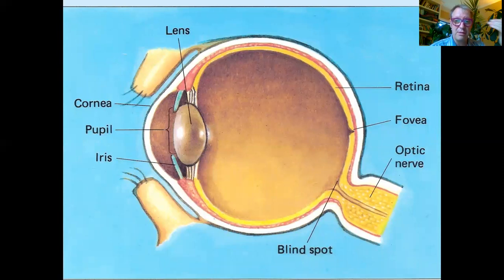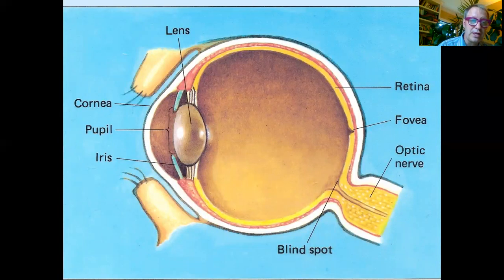So you have light waves coming in, and basically these light waves pass through a series of structures. The very first structure is the cornea. That's the hard protective surface of the eye, and that starts to bend the light so we get a focused image on the back of our retina.